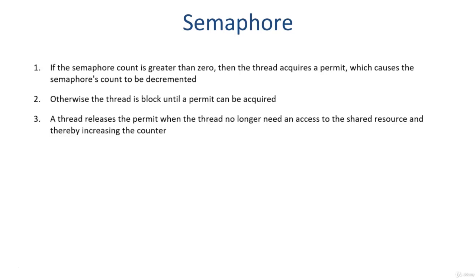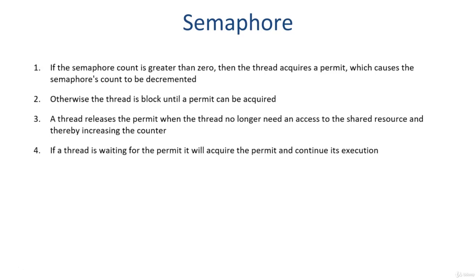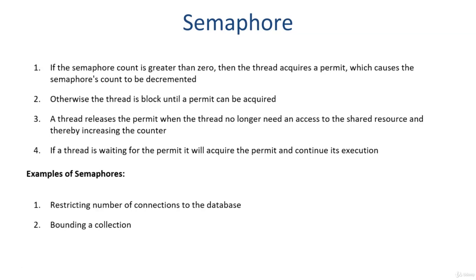A thread releases the permit when the thread no longer needs access to the shared resource, thereby increasing the counter. If a thread is waiting for the permit, it will acquire the permit and continue its execution. Example of semaphore: restricting the number of connections to the database, bounding a collection.